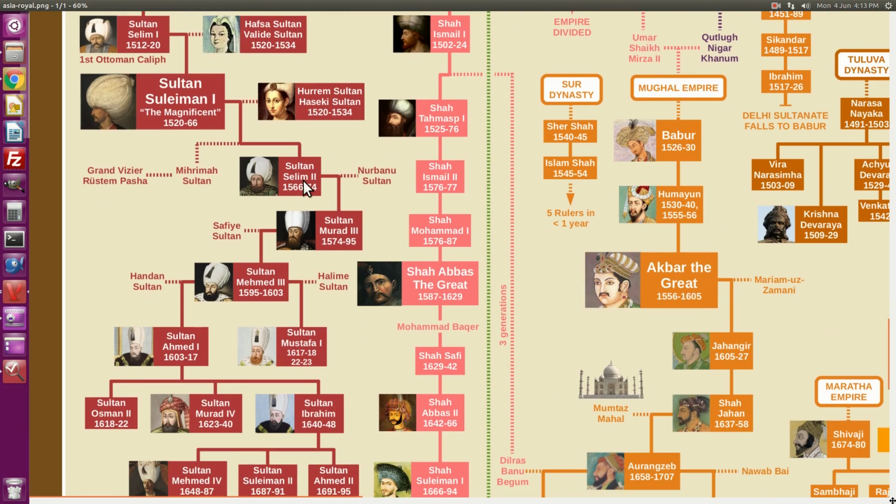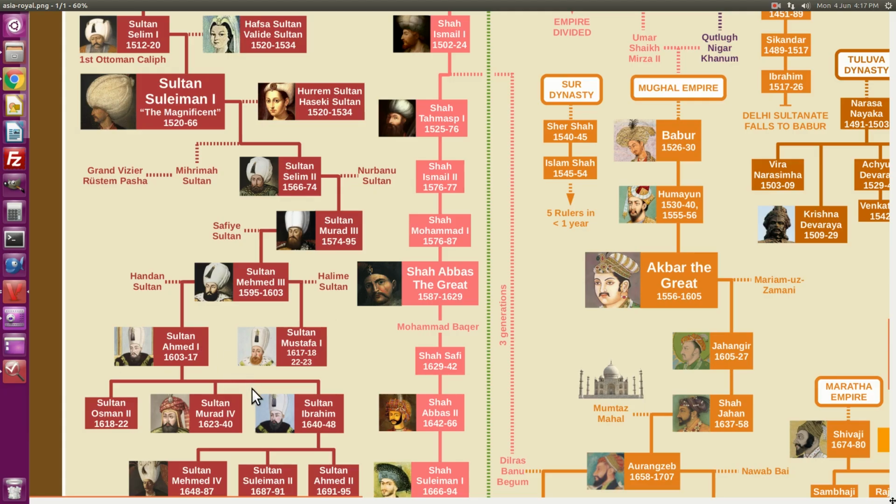Okay, so after Selim II comes Murad III, and after Murad III comes Mehmed III, and it is after Mehmed III that things change in terms of how the succession worked. Mehmed was succeeded by his son Ahmed I. He built the Blue Mosque in Turkey, but Ahmed I opted not to kill his brother like so many previous sultans had done. And so what happened was, after Ahmed reigned, the next sultan was his younger brother.